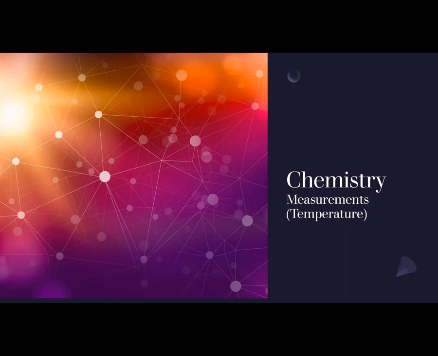I-discuss ko muna ngayon yung tatlong temperature scale na usually ginagamit sa chemistry and other sciences. So meron tayong tatlong scale na usually ginagamit. So meron tayong degrees Fahrenheit, meron tayong degrees Celsius, and meron tayong Kelvin. So yung Fahrenheit scale ay usually ginagamit to sa US. And yung Celsius usually ginagamit to sa Europe and some other Middle Eastern countries.